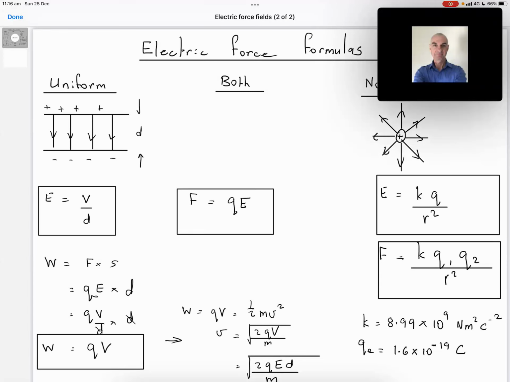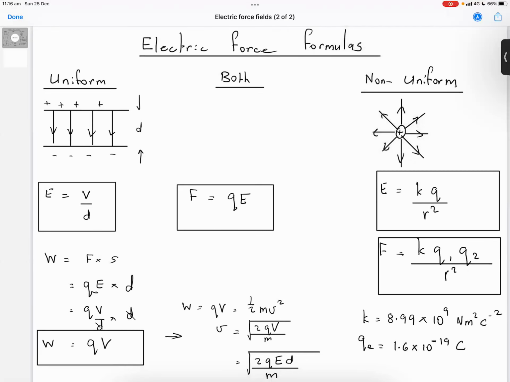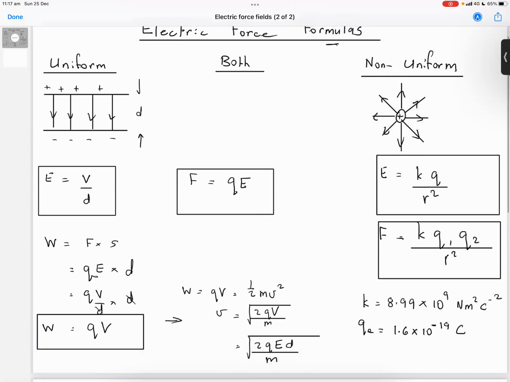My name is Philip Noonan, and today we're looking at the first area of study still in Unit 3. We've been looking at force fields, and we've been looking at gravity. Today we're moving on into the next one, electric force fields. It says electric force formulas here, and we'll start off with the 5 key formulas.